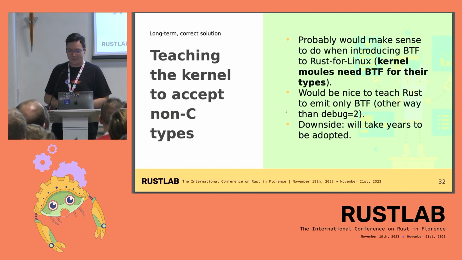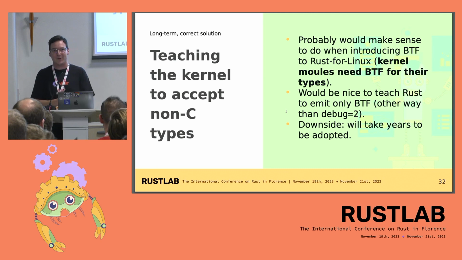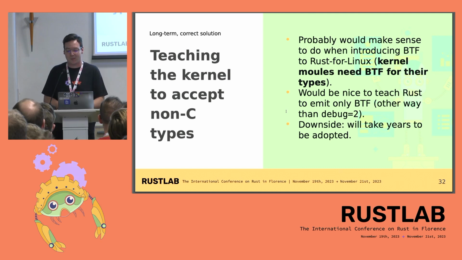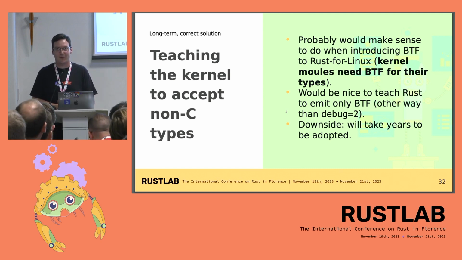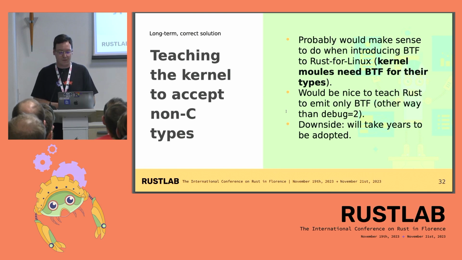And then long term, in theory, the correct solution, because what I was talking about previously is very hacky. Maybe some of you are already wondering, why is it so hacky? Why are you doing this? We are aware that the long-term solution would be teaching the kernel to accept non-C types. But first of all, I think it makes sense to do it once the sanitization option is done and proven to be working, and we know all the surprises we can expect from getting BTF to work on Rust.